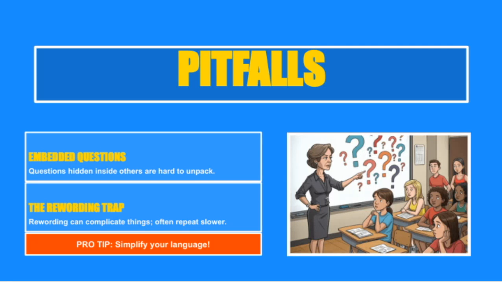All right, let's talk about a pro tip that can really improve your communication. Simplify your language. When we reword things, it might seem helpful, but it can actually make your message more complicated. Sometimes, it's better to just repeat yourself a bit slower and clearer. Now, let's look at the rewording trap. This is when questions are hidden inside other questions, making them harder to understand. It's like trying to unpack a box with layers of questions inside. It can get confusing quickly. Embedded questions are tricky because they can hide the real point you're trying to ask or answer.